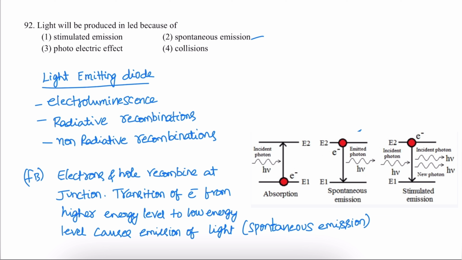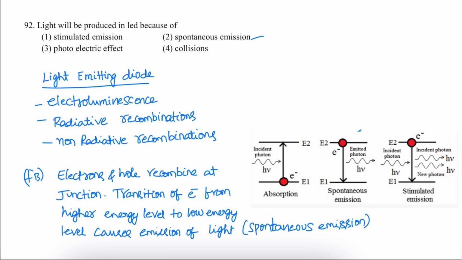The transition of an electron from a higher energy level to a lower energy level causes emission of light, that is spontaneous emission, when electrons and holes move towards the junction. So the electron is coming from a higher energy state to a lower energy state. In that case, light is emitted.